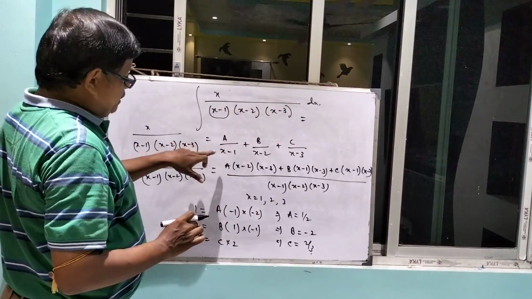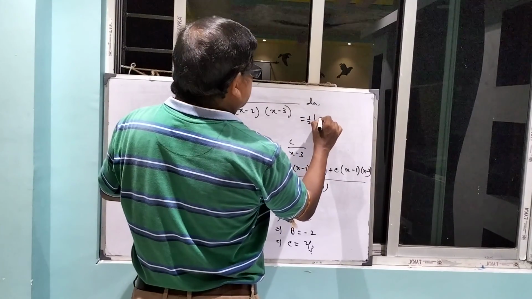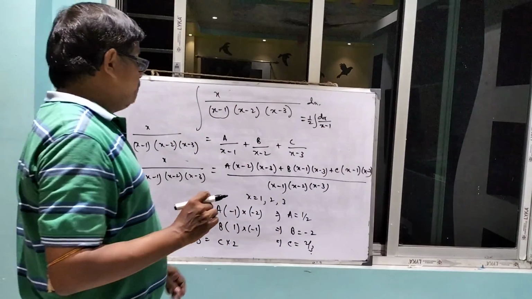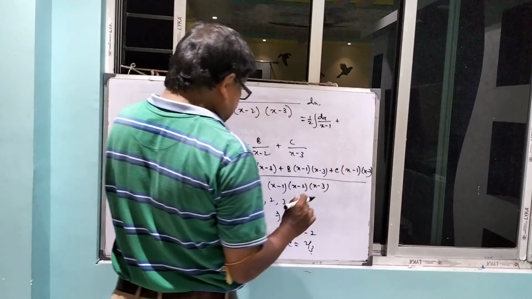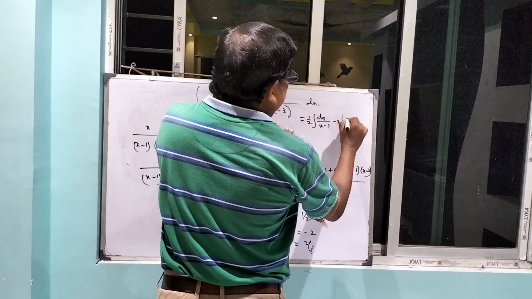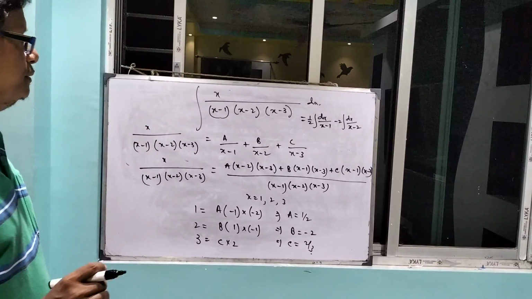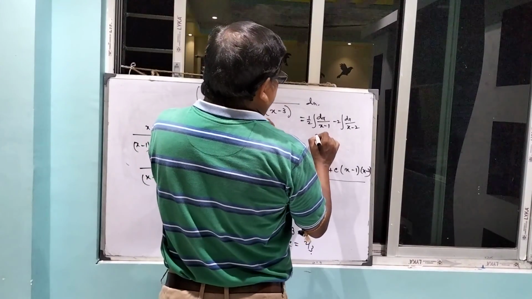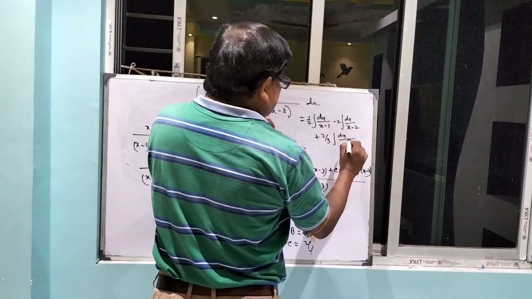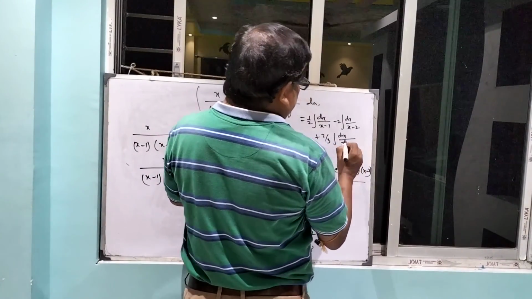A by x minus 1, the value of a will be half. So write half integration dx by x minus 1. Okay, plus b, b is minus 2. So write here minus 2 dx by x minus 2. Okay, and c is 2/3, plus 2/3 of dx by x minus 3. So write x minus 3.